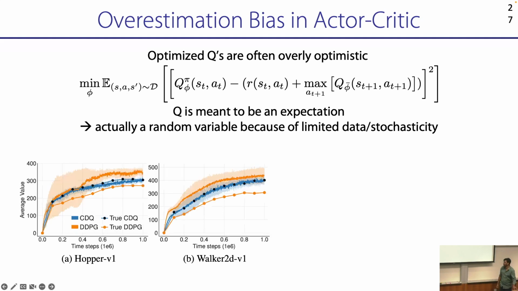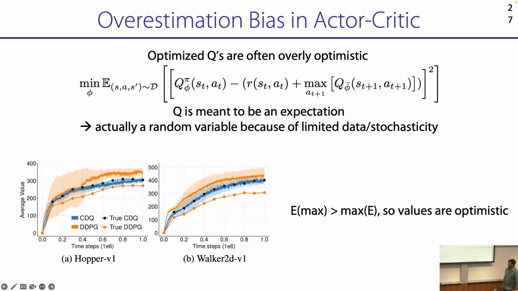And so here's some plots of what the true Q function should look like, the dotted line, and what the estimated Q function looks like. Look at the orange line. Same thing in a different environment. You can see that it's way overestimated, and that leads to really unstable, poor performance.